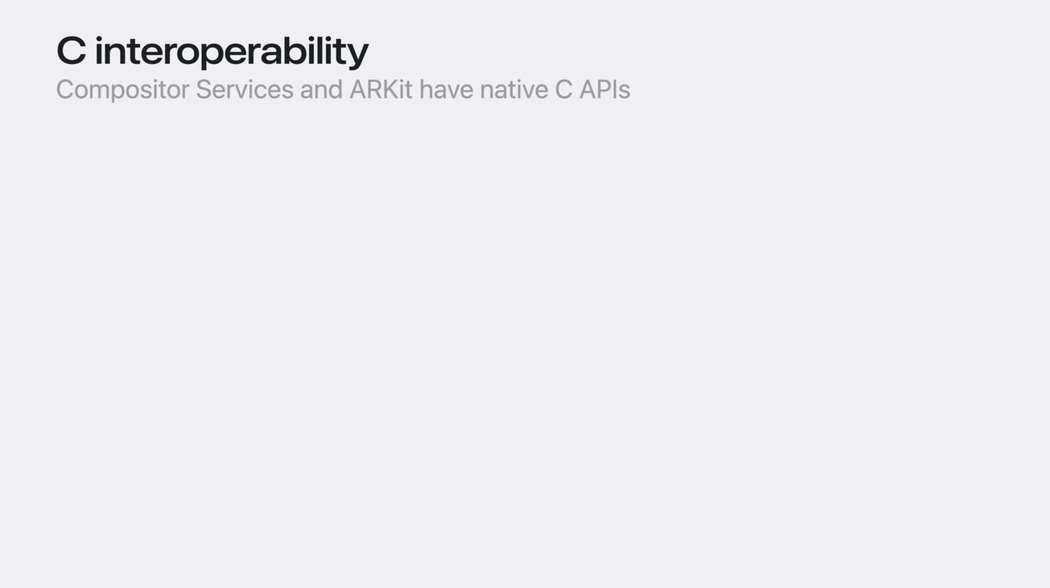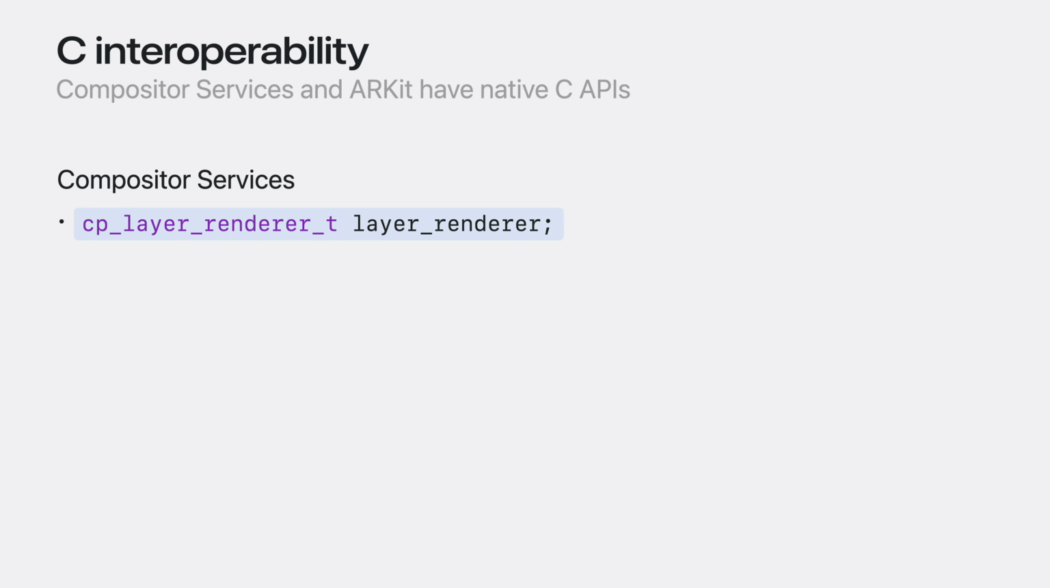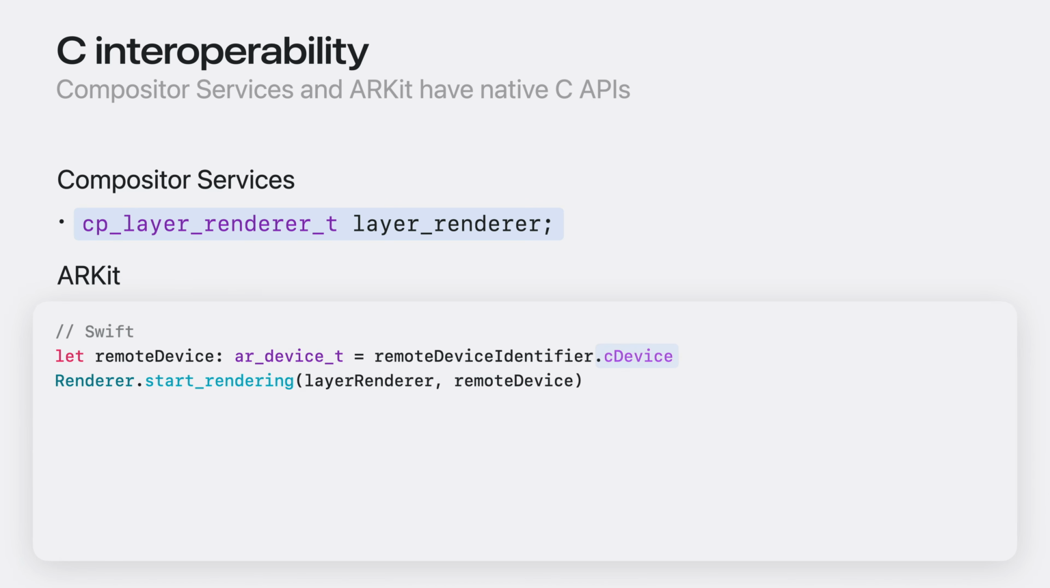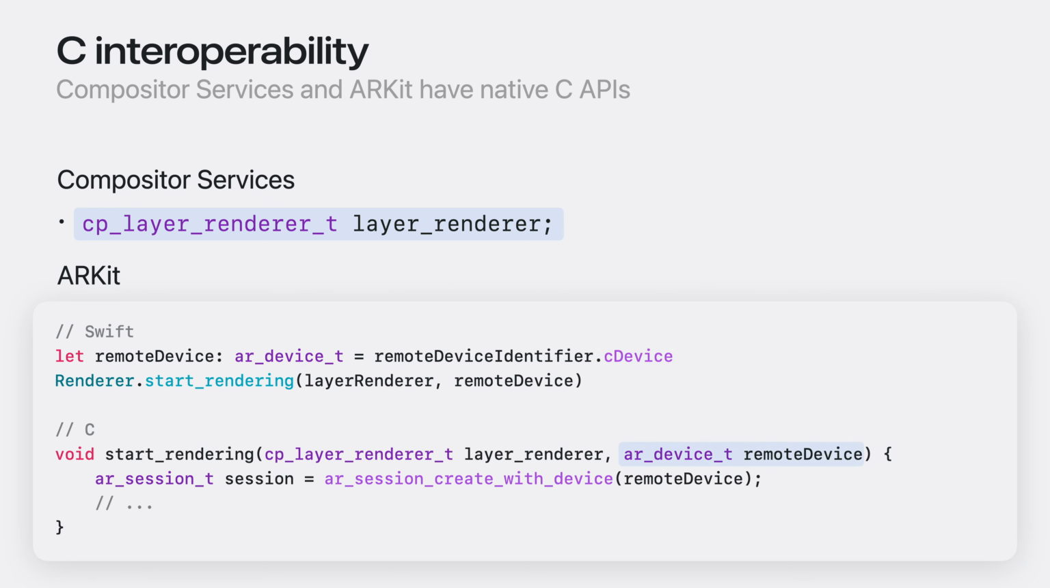It's common for rendering engines to be implemented in C or C++. All the APIs I have explained have native equivalents in C. The C types for the Compositor Services framework start with the CP prefix. They use similar patterns and conventions as familiar C libraries such as Core Foundation. For ARKit, the C device property gives you a C-compatible remote device identifier. You can pass it into your C framework and initialize your ARKit session with the createWithDevice function. Now you have all the pieces to use your Mac to power immersive content on Vision Pro.